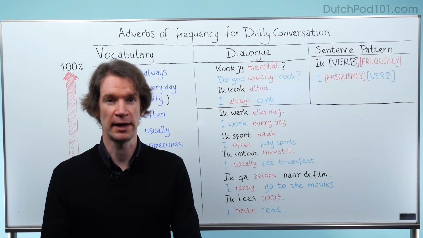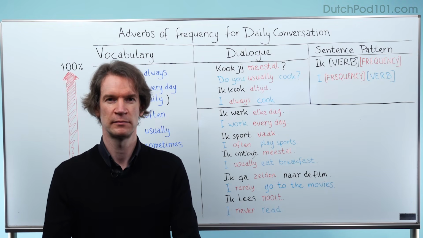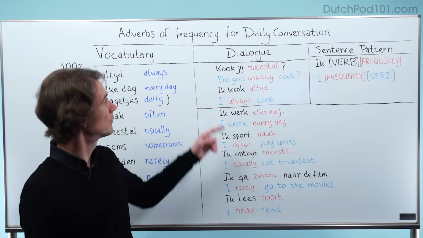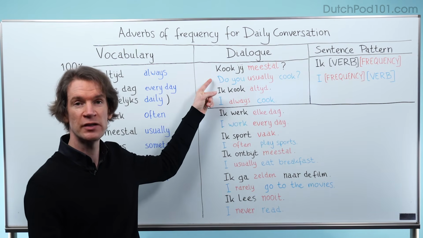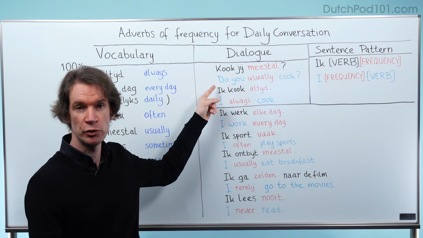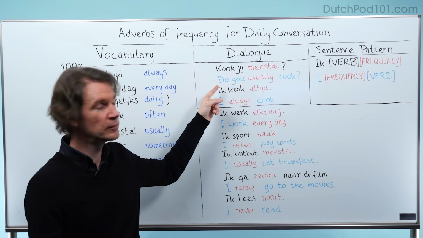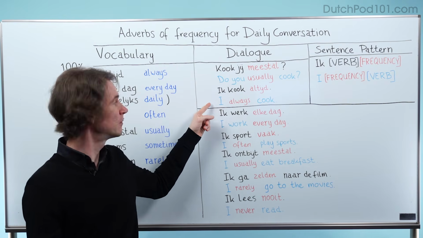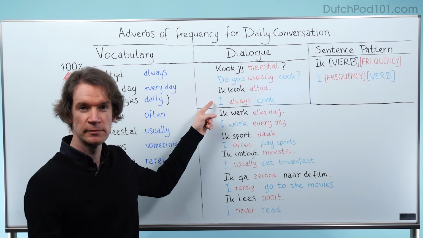Next, let's look at the dialogue. Two neighbors are having a casual chat. While I read, pay attention to the adverb and how and where it's used. Kook jij meestal? Do you usually cook? Ik kook altijd. I always cook.